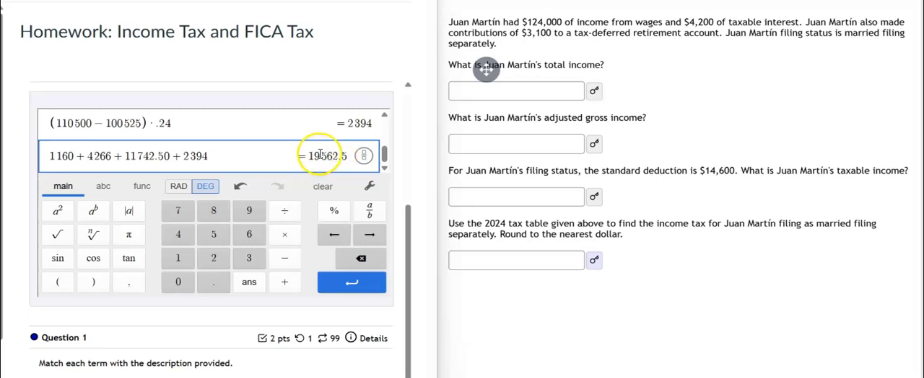So the answer is going to be $19,563 here.